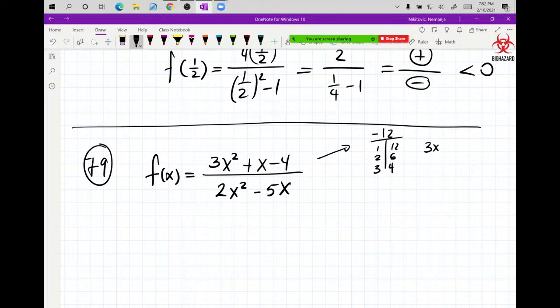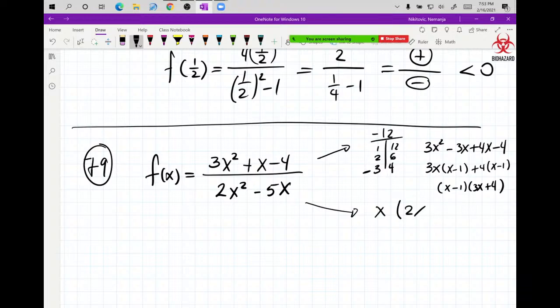So it seems that I can break it. Oh no, I need -12. I need -12 and +1. Oh, yeah. Negative 12 and positive 1. Negative 3 over here. Good. So we have 3x squared minus 3x plus 4x, see? And then minus 4. That's good. So when I factor out 3x, I'm left with x minus 1. And when I factor out positive 4, I'm left with x minus 1. So (x minus 1)(3x plus 4). That's the top. When you factor the bottom, it's a basic GCF, greatest common factor. You just get x(2x minus 5). These guys don't have any factors in common, which means that nothing cancels.